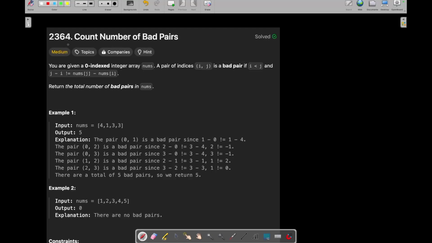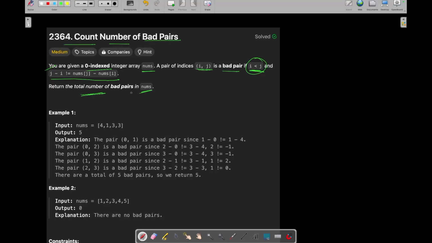Now we are going to solve today's LeetCode daily challenge, which is count number of bad pairs. Okay, so let's see what this question is and how we can solve it. In this question, you are given a zero-indexed integer array nums, and a pair of indices (i, j) is a bad pair if i is less than j and j minus i is not equal to nums of j minus nums of i. You need to return the total number of bad pairs in nums.